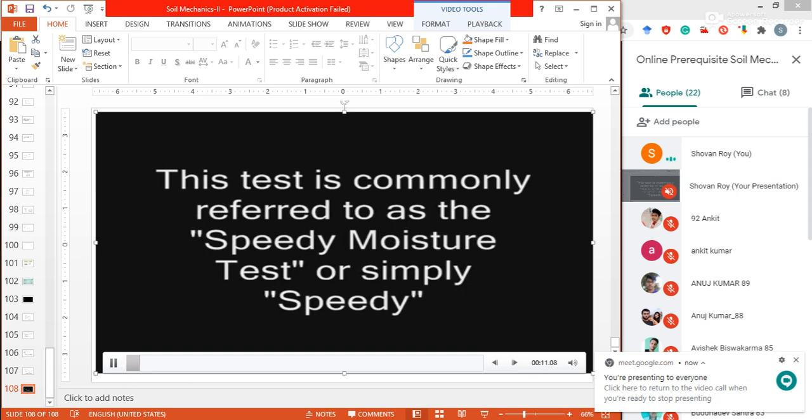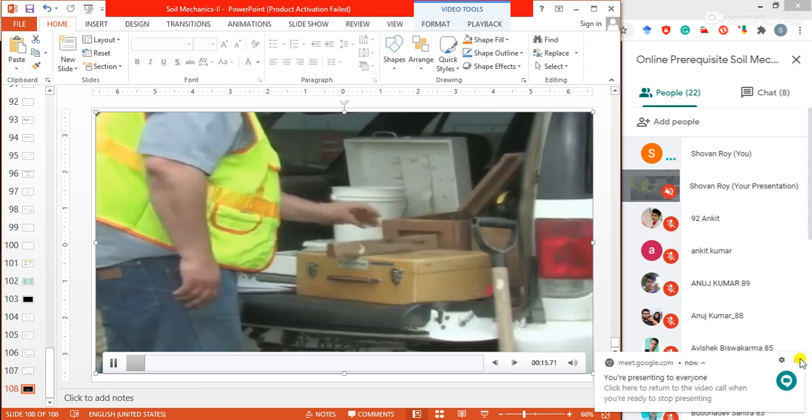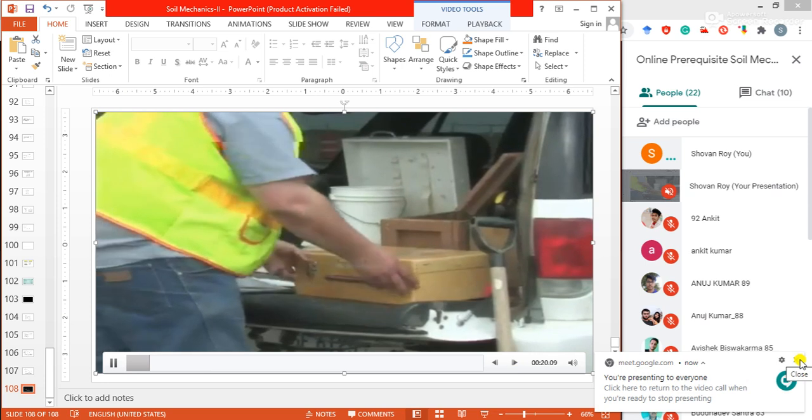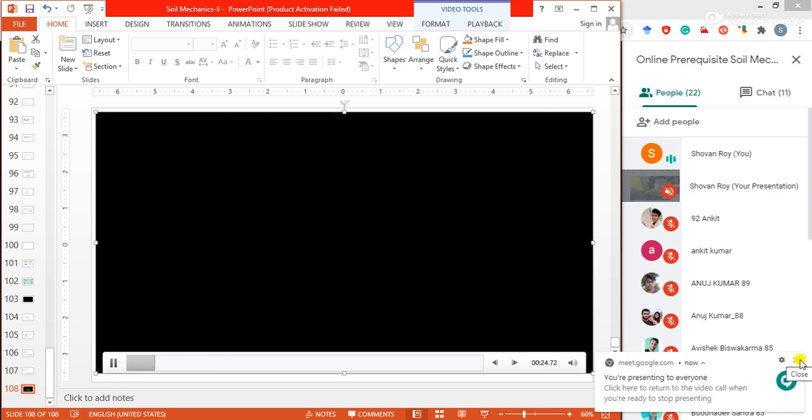Also called the speedy moisture tester. Place the box on a level surface. With the use of a bubble type level, make sure the box is level. Remove the contents of the kit and set the balance beam scale in an upright position.